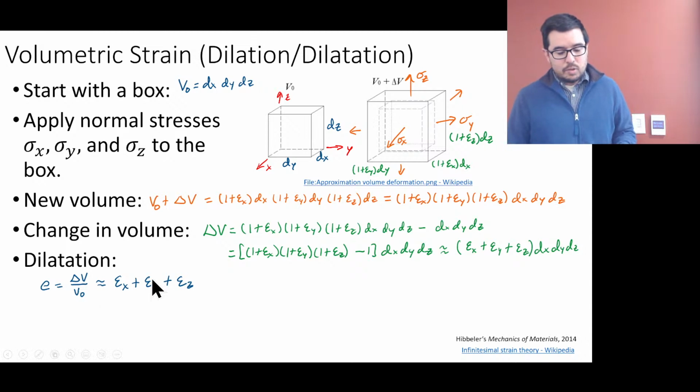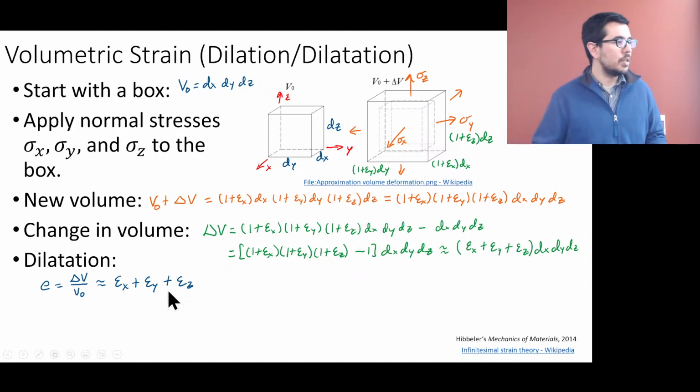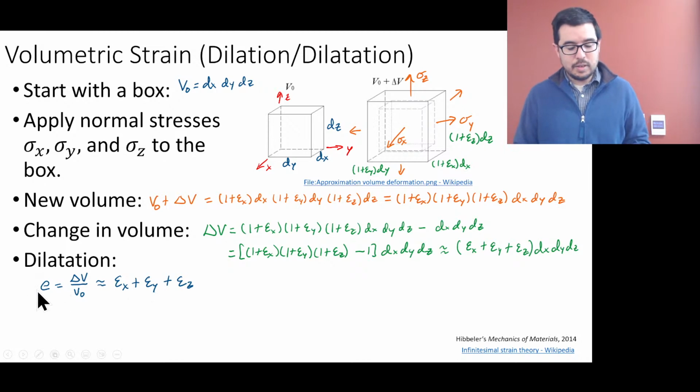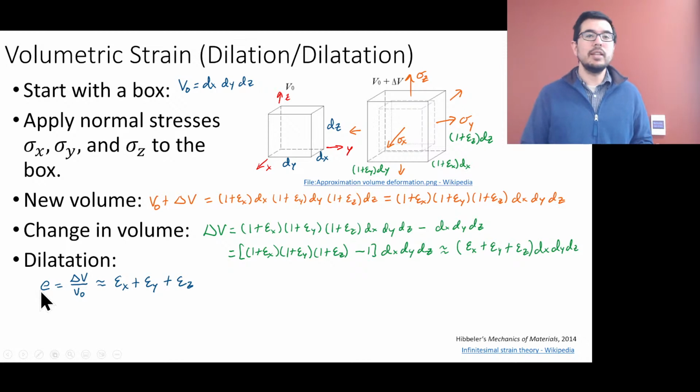And we have the delta V right here. Okay, this delta V is approximately equal to this term over here. But we're dividing by V naught, which is this over here. So now what do we get? We get epsilon x plus epsilon y plus epsilon z. That's interesting. Also, like linear strain, the units of E, the dilatation, are unitless. Okay? There are no units here.